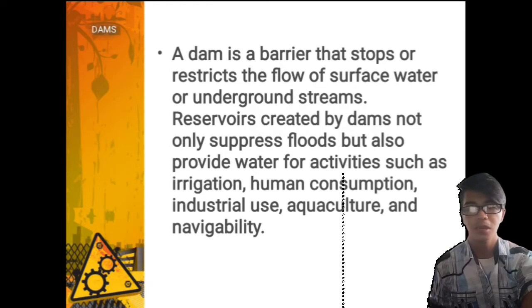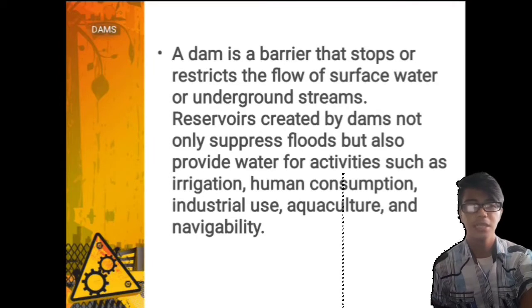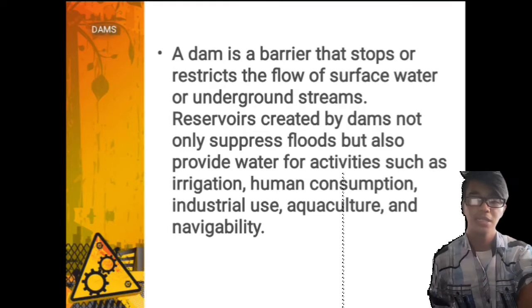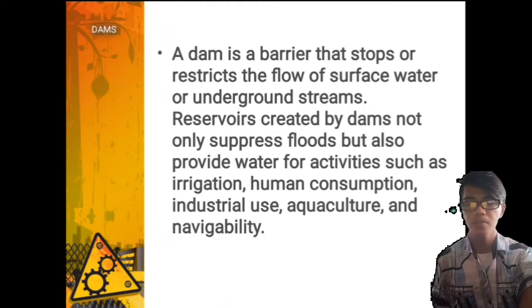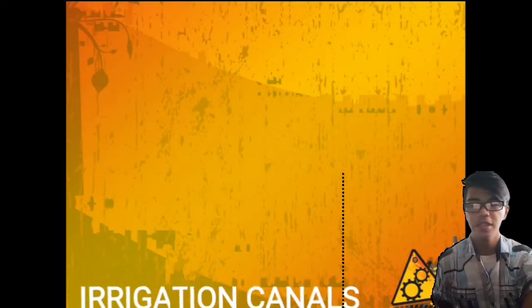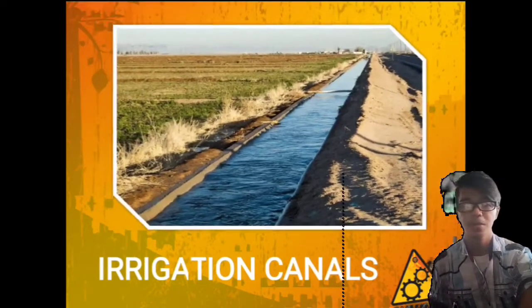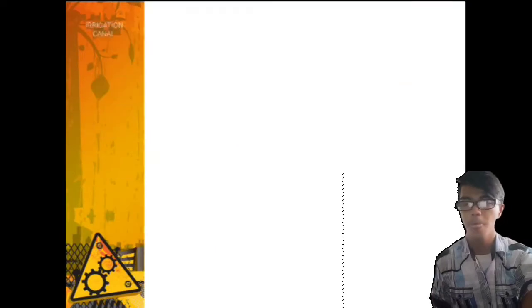Pag tayo, yung mga patubig na tinatawag, kadalasan yung mga yun nanggagaling sa dams na nakakarating sa ating mga tubig. Sila yun yung mga nagagawa ng dams sa atin. And next is the irrigation canals. Irrigation canals yan, nakikita nyo naman yan. Marami dito mga irrigation canals.